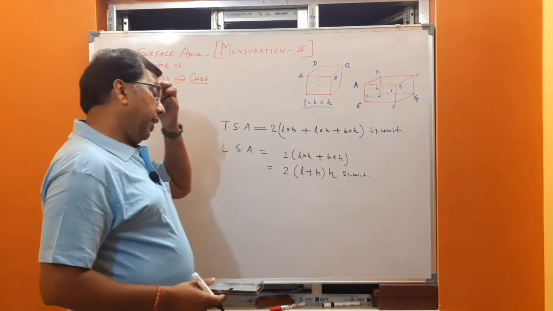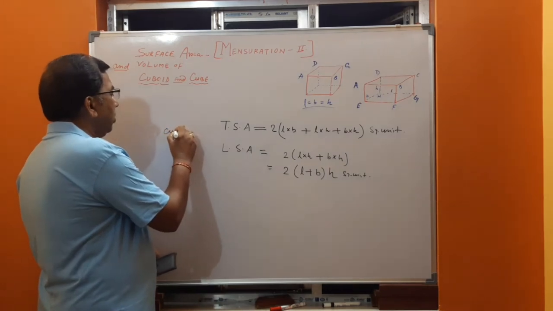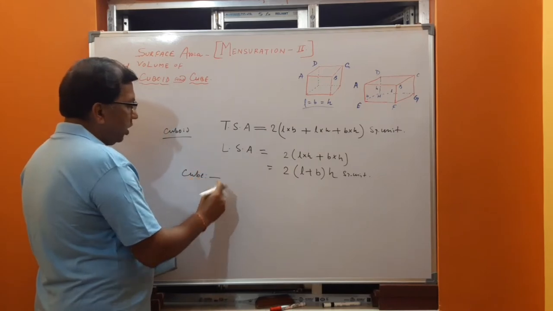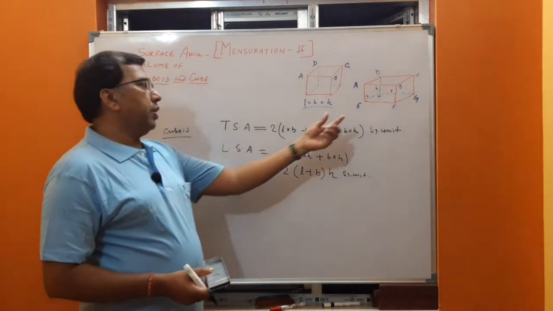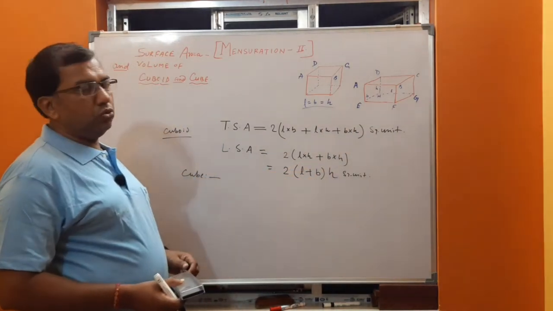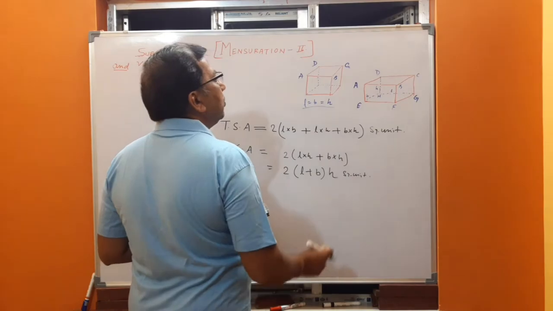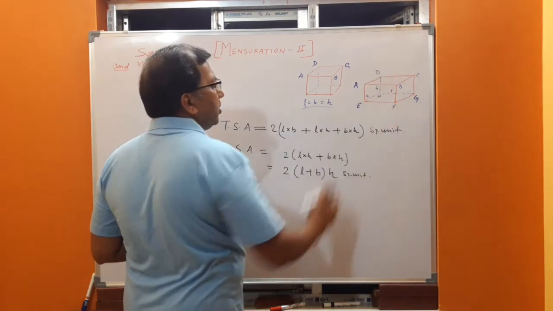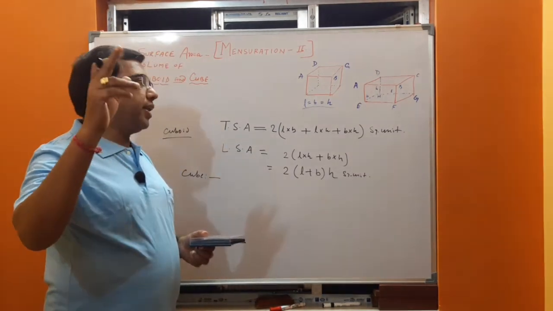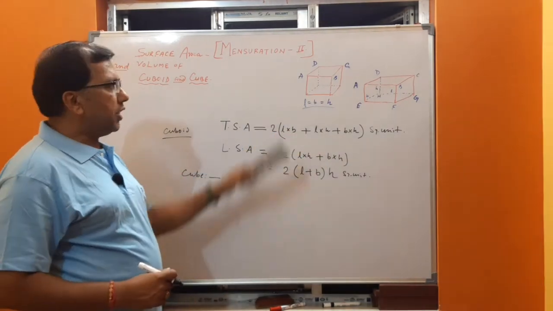Okay. That is for cuboid. Next comes cube. In case of cube, it is the same thing, just you change the L, B, H. In case of cuboid, this is the length L, this is the breadth, and this is the height. But here, the length, breadth and height will be equal. L equals B equals H in case of cube.